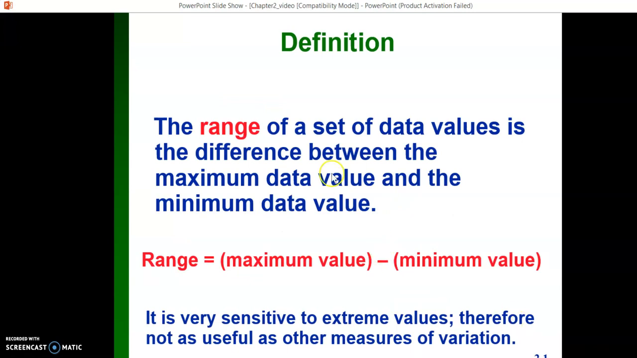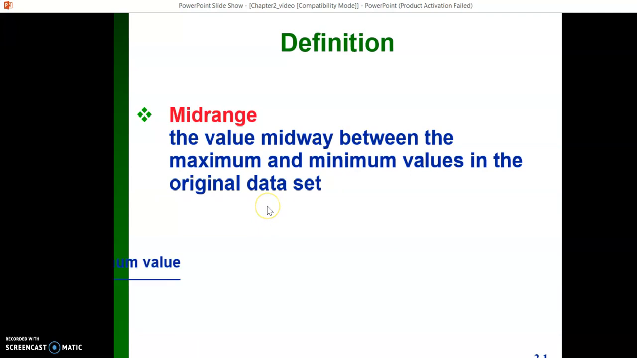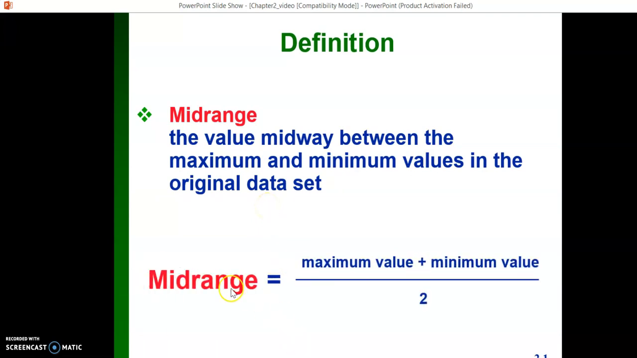Right. Next, the range. You know what range means: the maximum value and the minimum value. You have to subtract max minus min. Mid-range is slightly different. Mid-range means you add those 2 values and divide by 2. We are not using this as our measure of center. The reason is that if you have 2 extreme values, that is not a good measure of the center.